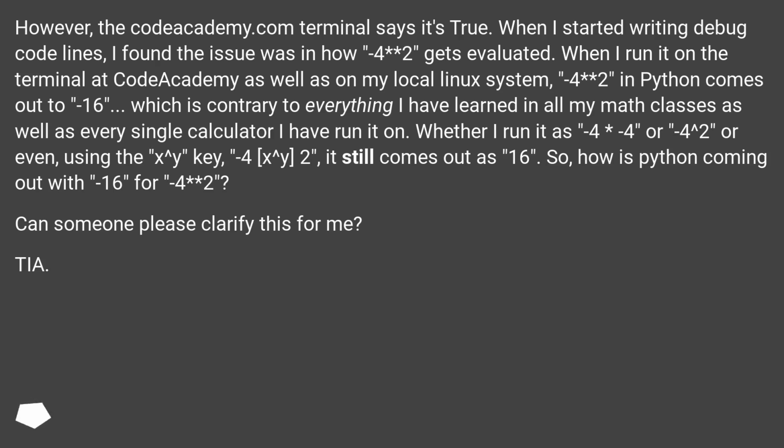Whether I run it as (-4)*(-4) or (-4) squared or even, using the x to the power of y key, -4, x to the power of y, 2, it still comes out as 16. So, how is Python coming out with -16 for -4**2? Can someone please clarify this for me? Tia.